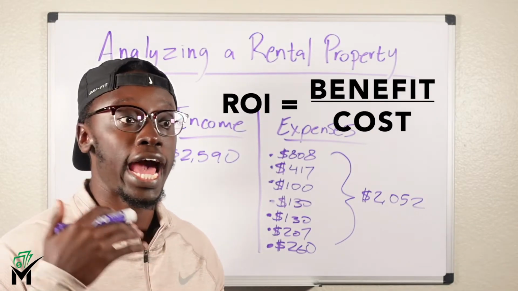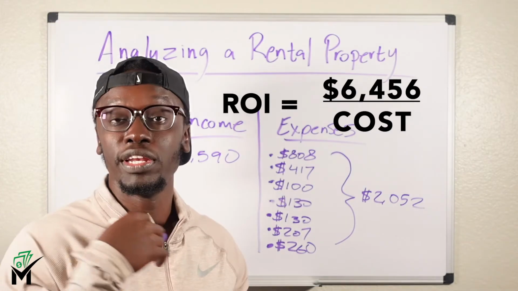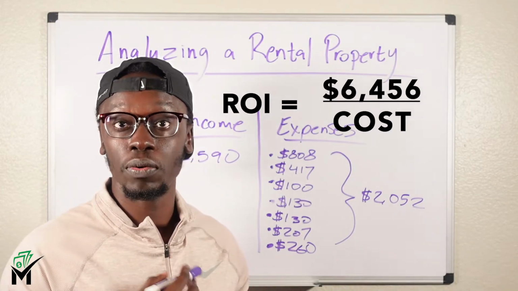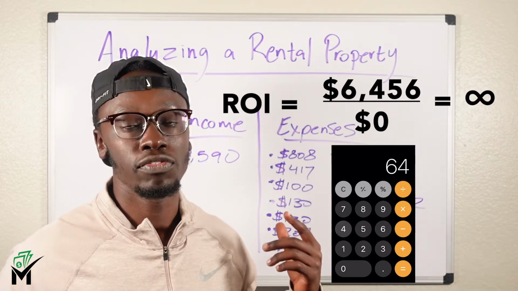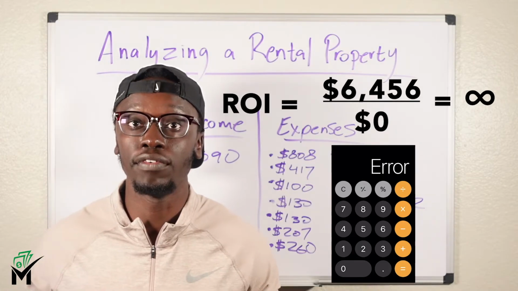So that would essentially be an infinite return on investment, right? Benefit over cost. If the cash flow is 538 times 12, which is 6,456, we divide that over our cost, which in this case would be 0. If you put that in a calculator, it's gonna say error, meaning infinite ROI, because you cannot divide by 0.